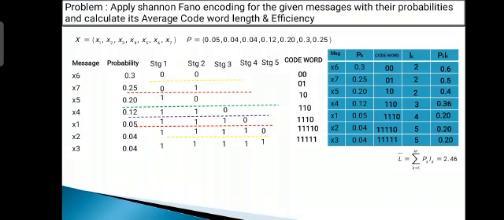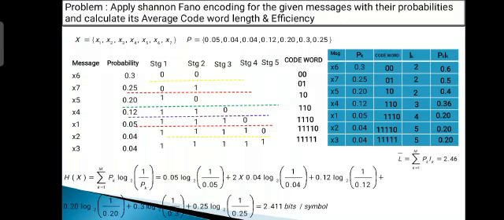So we know L bar is equal to summation k equal to 1 to m of pk lk. So once I add all the values of pk lk, I'll be getting 2.46. Now we can calculate the entropy for the given probabilities. So we know entropy is given as summation k equal to 1 to m of pk log of 1 by pk to base 2. The value of m here is 7.